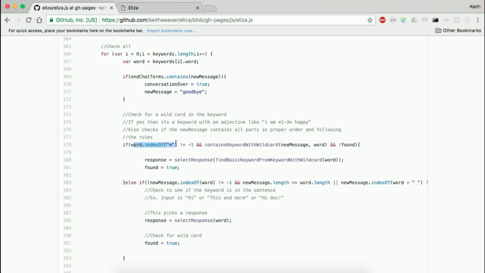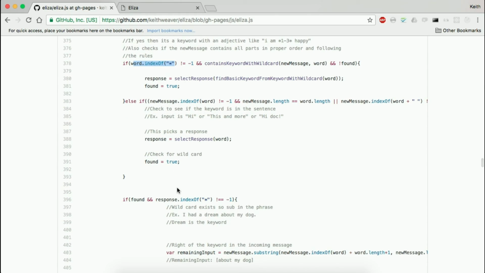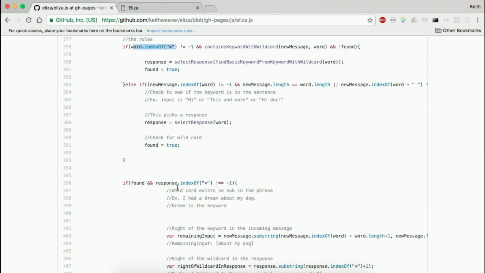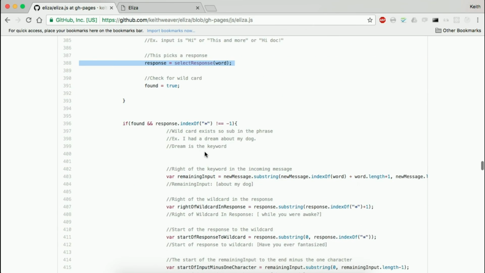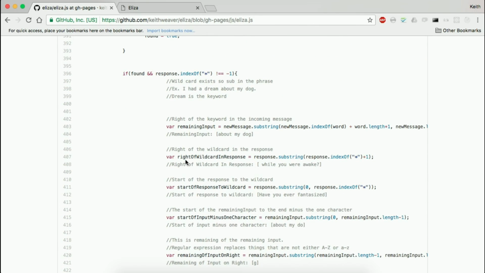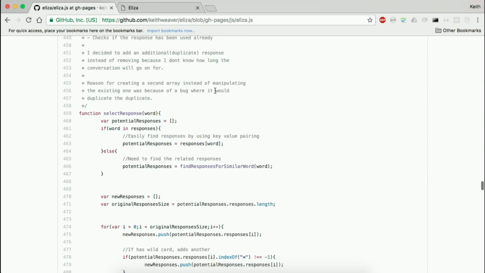Then it checks to see if the word contains a wildcard, because if it does, then you have to do some substitution and stuff. If the keyword has a wildcard in it, it selects a keyword and finds the basic word from that keyword. So for "I am extremely happy," find basic keyword returns "I am happy" and uses the same select response. Otherwise, it just uses select response. If it has found a response and that response has a wildcard in it, I'll explain that one after.